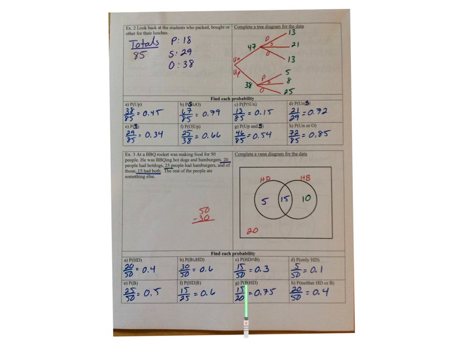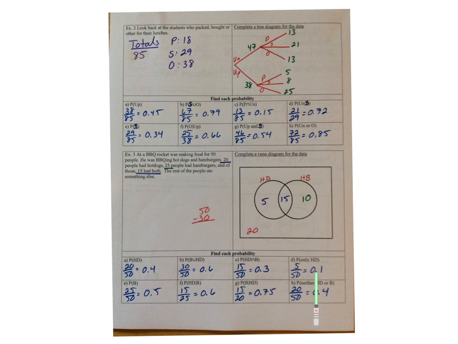Okay. So this one is the opposite, where we're given that we know they had a hot dog. So what's the probability they had a hamburger, given we know they had a hot dog? So we're looking just at the hot dog circle. 15 people had a hamburger out of 20 people inside that circle. So 15 out of 20.